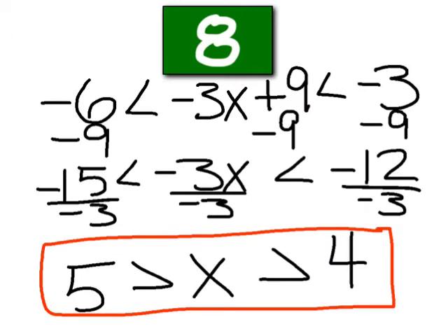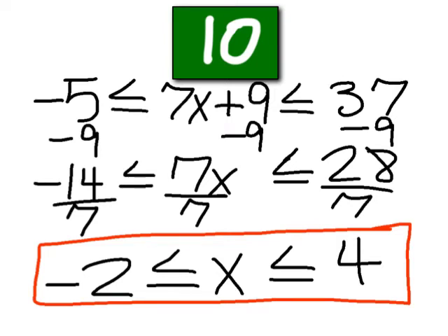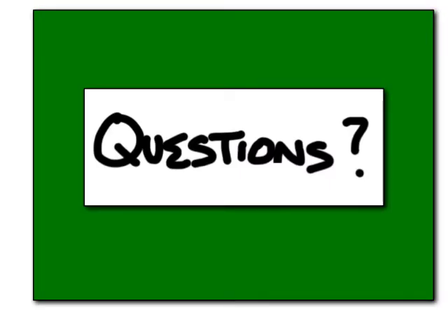Number 8 is x less than 5, x greater than 4, or you could also have it this way. Need a smaller marker. You could have 4 less than x and then less than 5. That would count as well. Number 9, x is greater than 2 and less than 3. And 10, x is greater than or equal to -2 and less than or equal to 4. Any questions about the homework problems?